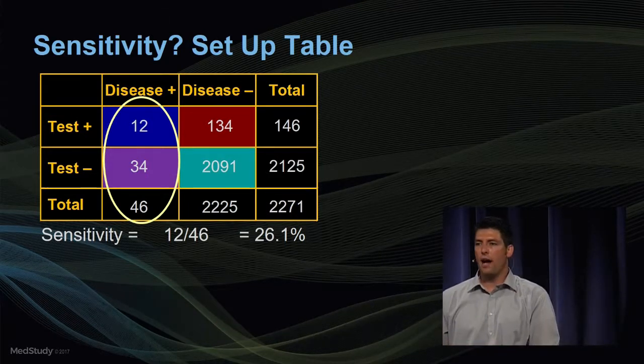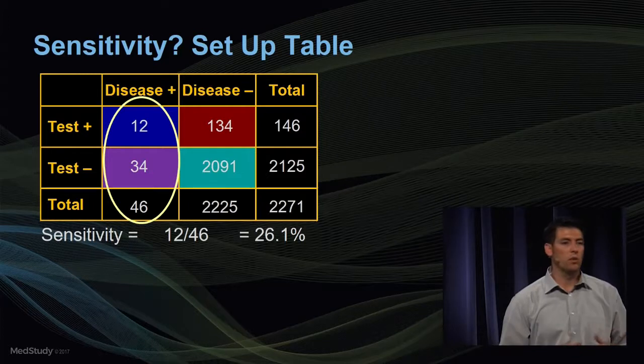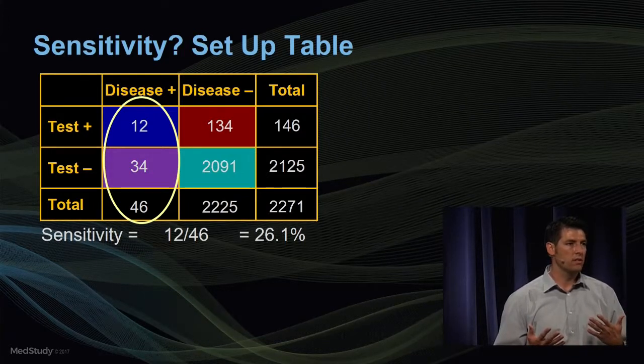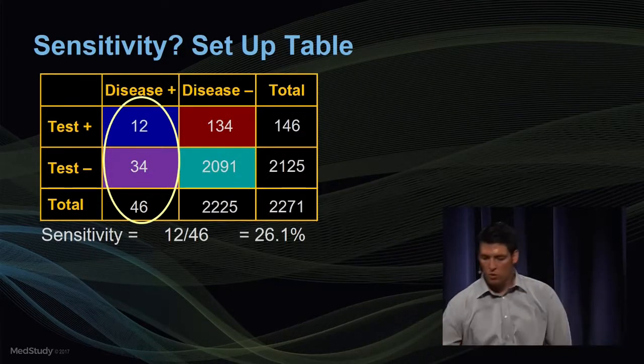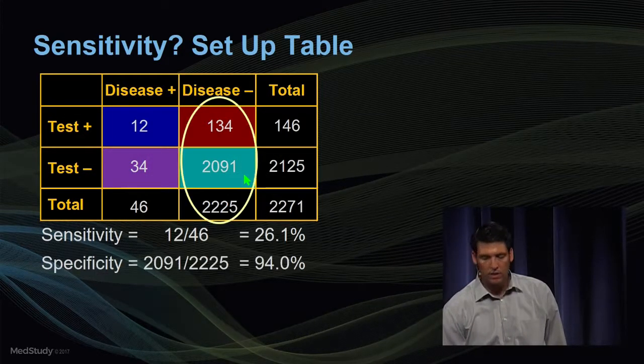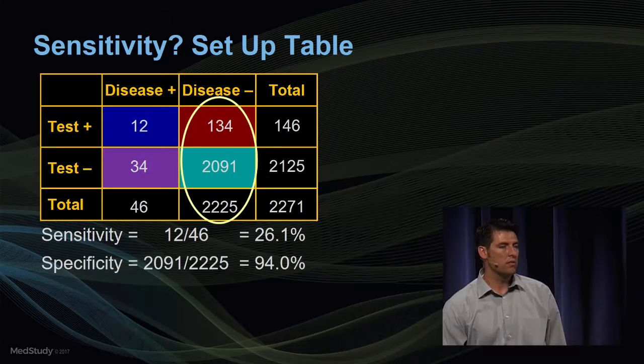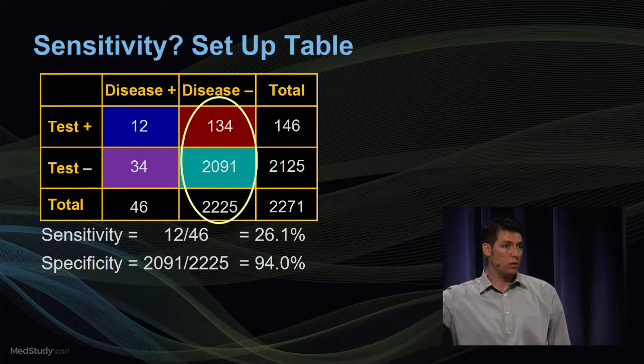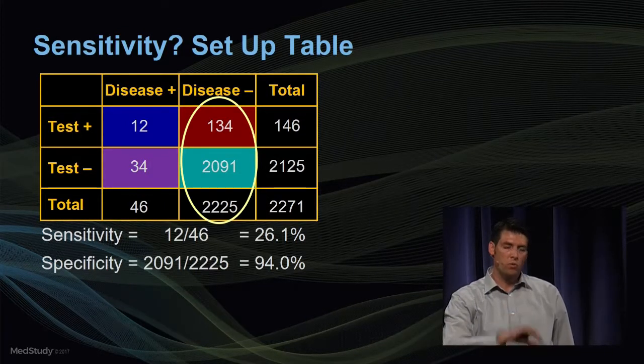So if I were asked additional items like what's the specificity of that test, well, I just switch over to this row and I take the 2091 over 2225 and get 94% specificity. So this test is really good about ruling out this cancer in subjects, but not very good about ruling in.